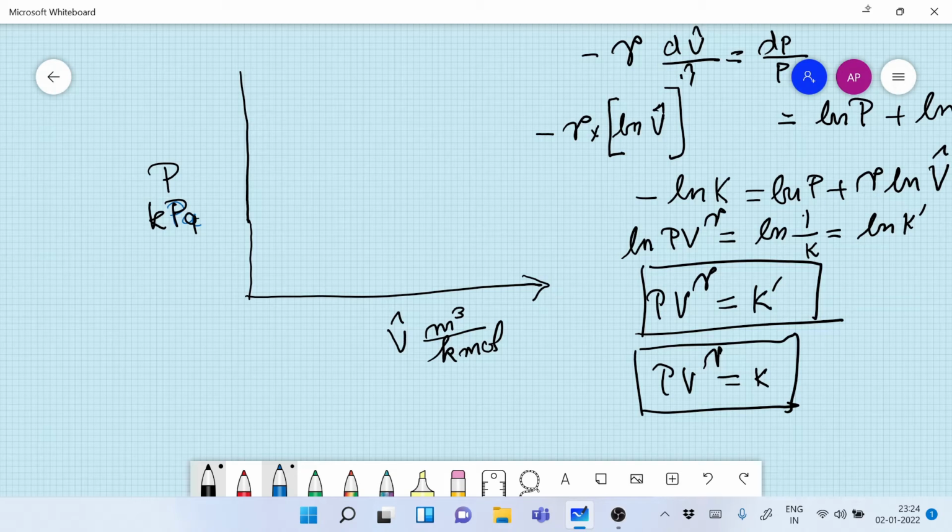Now let's assume that the fluid is initially at point number 1. Its pressure is P1, the volume is V1 hat, and the temperature is T1. The fluid is compressed to a pressure P2. So the process looks something like this.